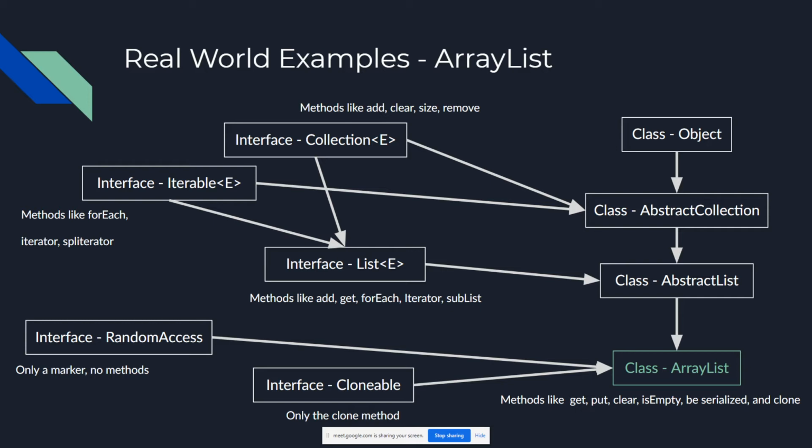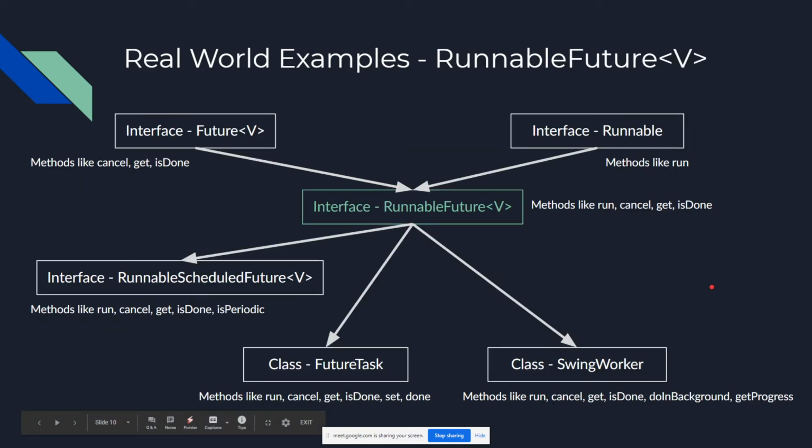Now at this point, you might be wondering, why do we do all this stuff just for an array list? Why don't we just make an array list? Because an array list is not the only thing that we're building. So if we look at this example, this is runnable future, which is a lot of crazy concurrent programming, multi-threading stuff. We're not going to cover this in detail because this is advanced level stuff.